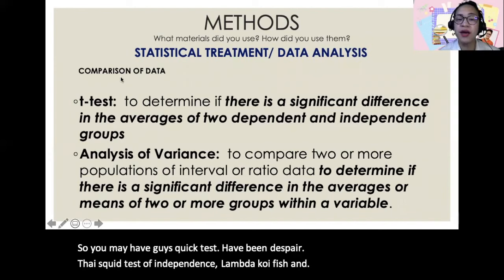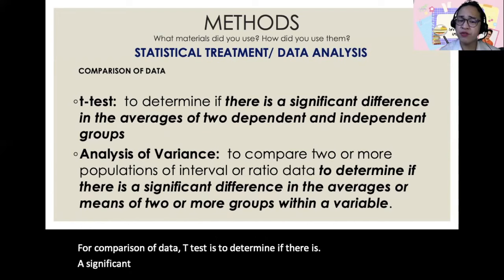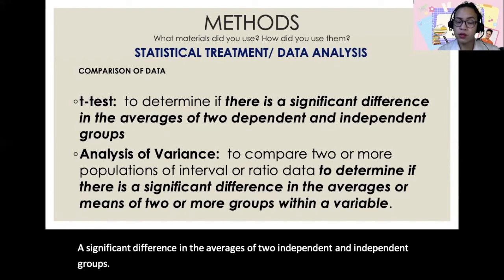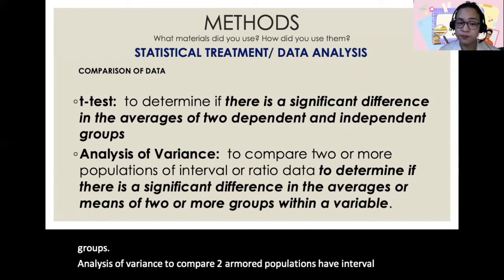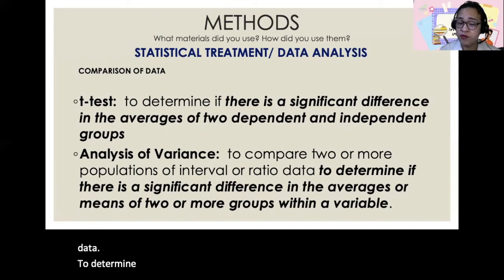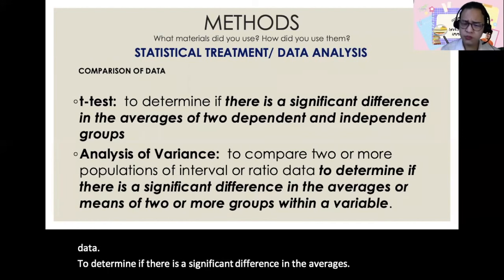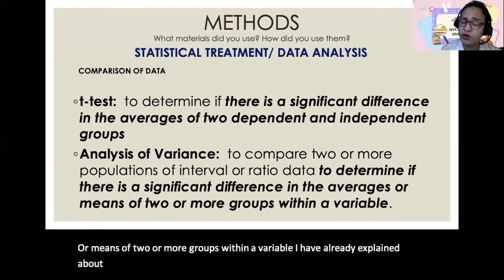For comparison of data, t-test is to determine if there is a significant difference in the averages of two dependent and independent groups. Analysis of variance is to compare two or more populations of interval or ratio data, to determine if there is a significant difference in the averages or means of two or more groups within a variable. I have already explained about the one-way ANOVA and two-way ANOVA.